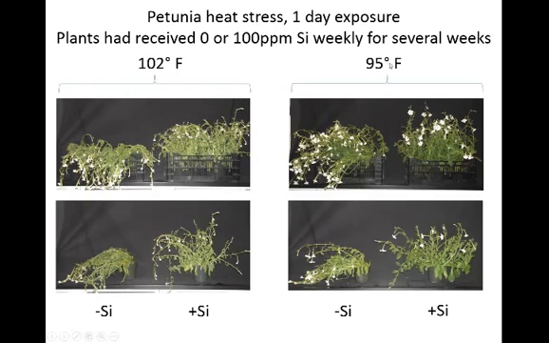And then that's even more obvious at the 95 degree temperature, where the plants are somewhat less stressed. We definitely see less wilting and more upright plants from the silicon-treated group.